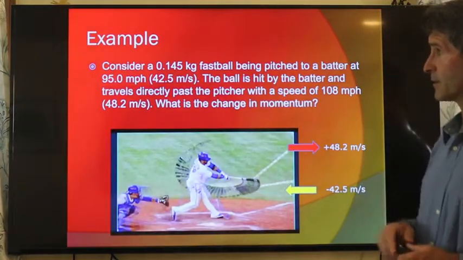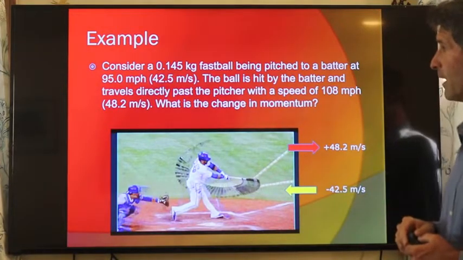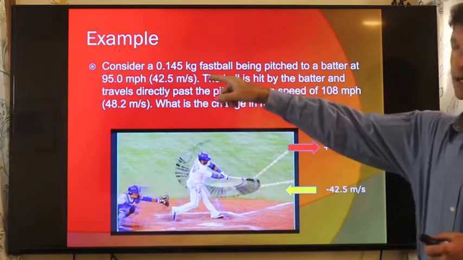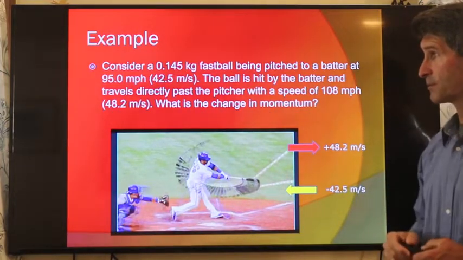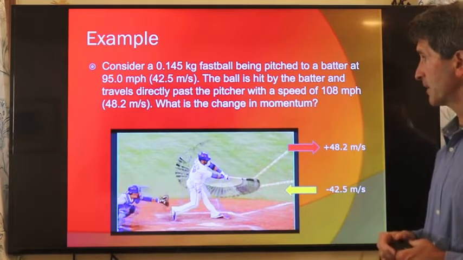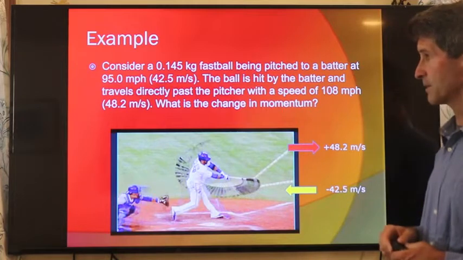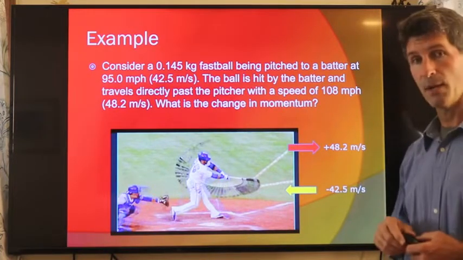All right, let's do another example. Here we have that fastball being pitched. 0.145 kilograms, 95 mile an hour fastball coming at the batter at 42.5 meters per second. The ball is hit by the batter and travels directly past the pitcher with a speed of 108 miles per hour, 48.2 meters per second. What is the change in momentum?